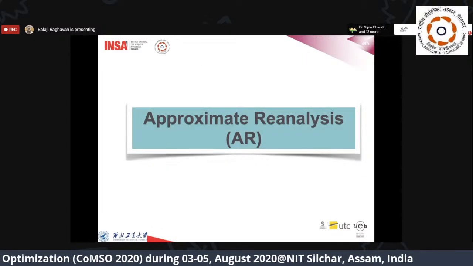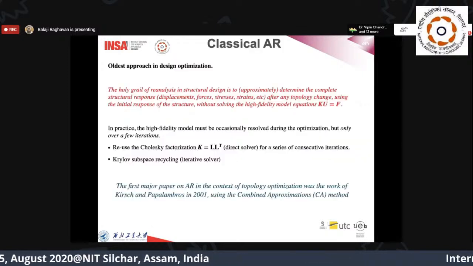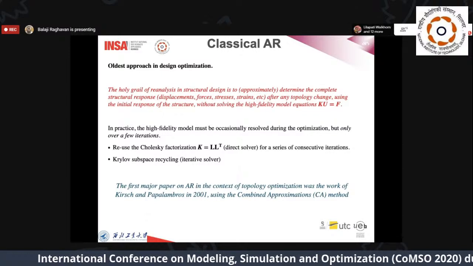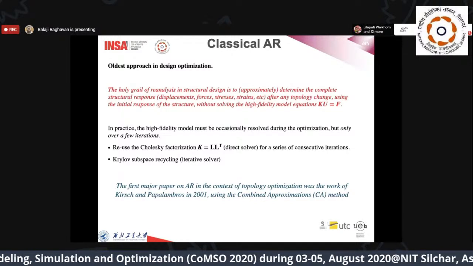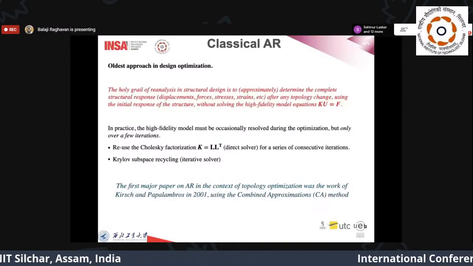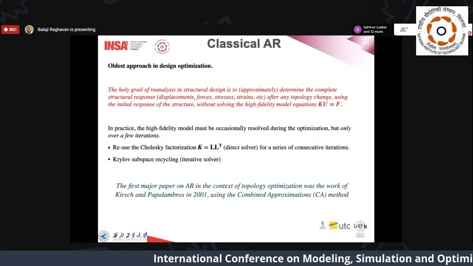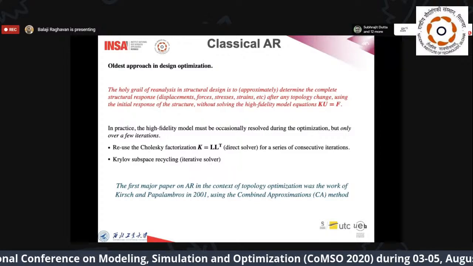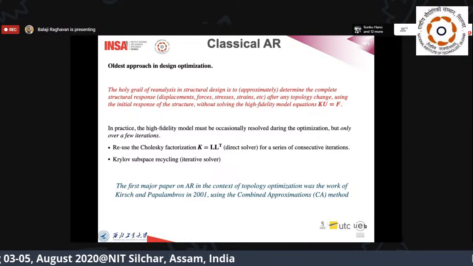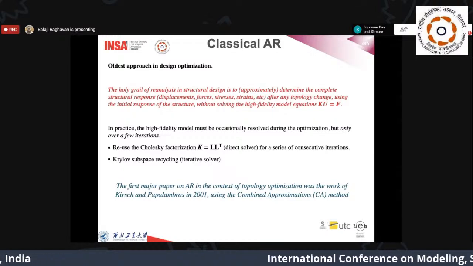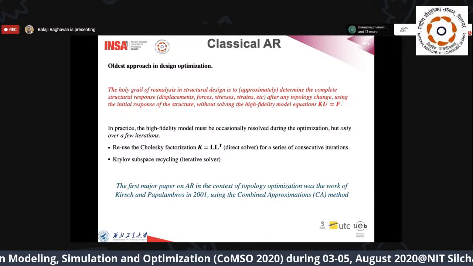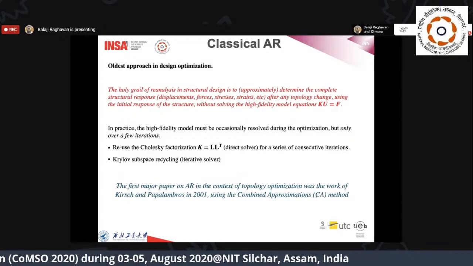So let's start with something that is close to what I do, approximate reanalysis. So this is the oldest approach in design optimization. The basic idea is, solving KU equals F at each optimization iteration is expensive. So can you avoid solving KU equals F? Okay, is there any way to reuse previous solutions? So the whole idea is, if I change the topology during the optimization, which means the design, the density map changes, can I predict the new response without again solving KU equals F? Now this is considered approximate reanalysis, but the truth is you have to continue solving the high fidelity model, but only over a few iterations, hopefully.